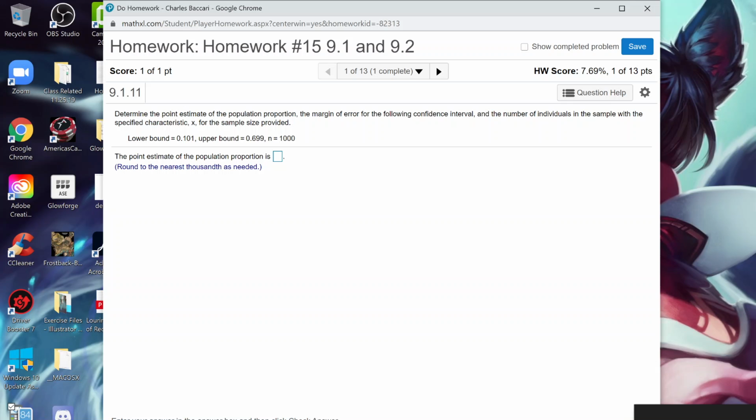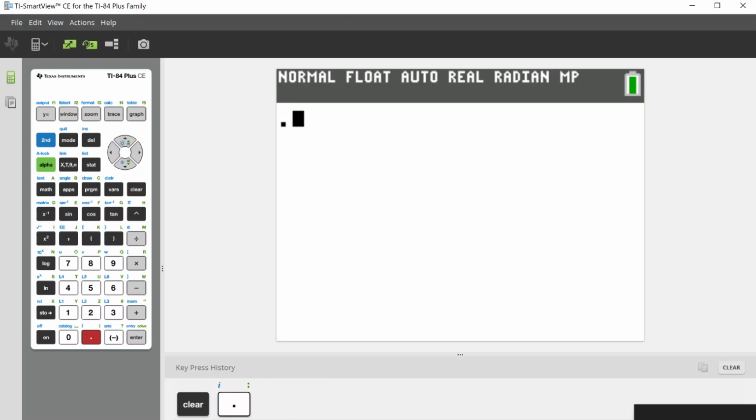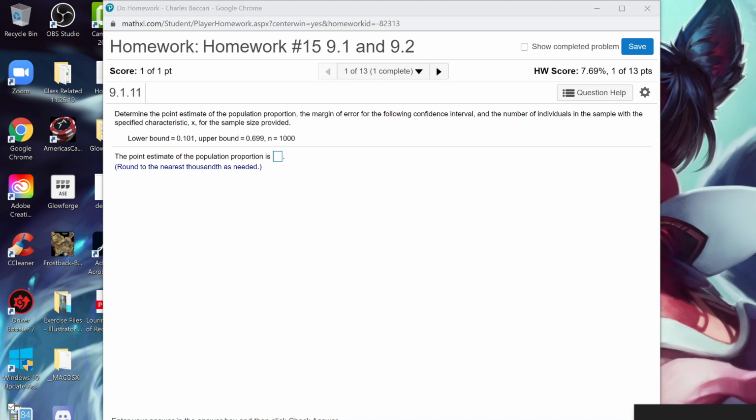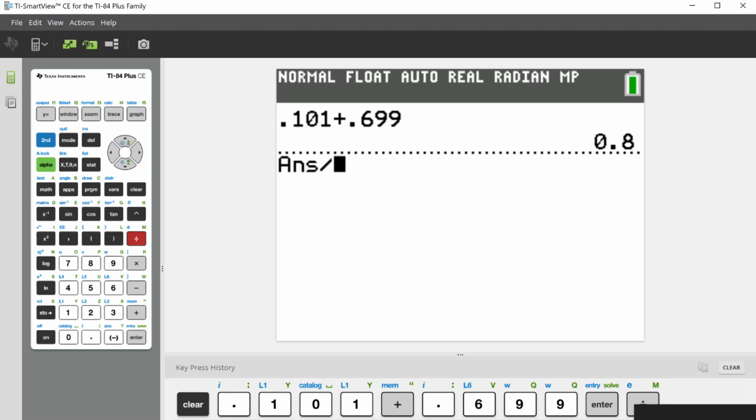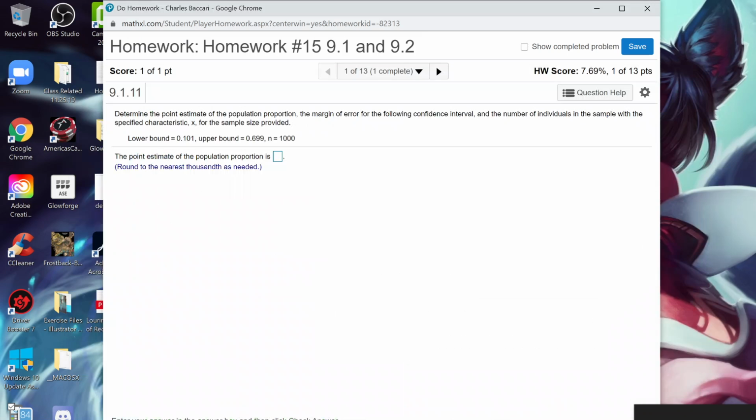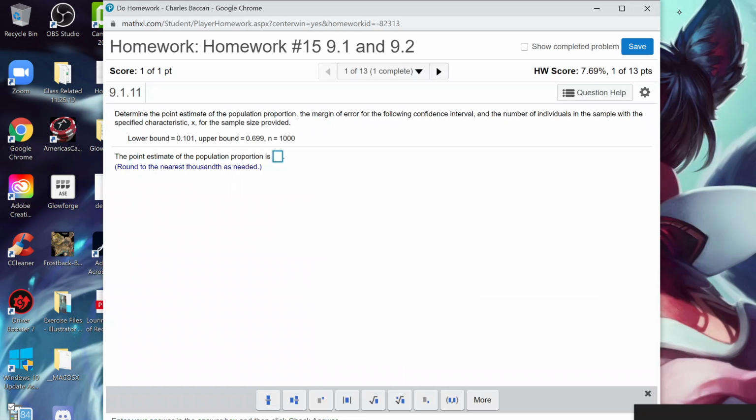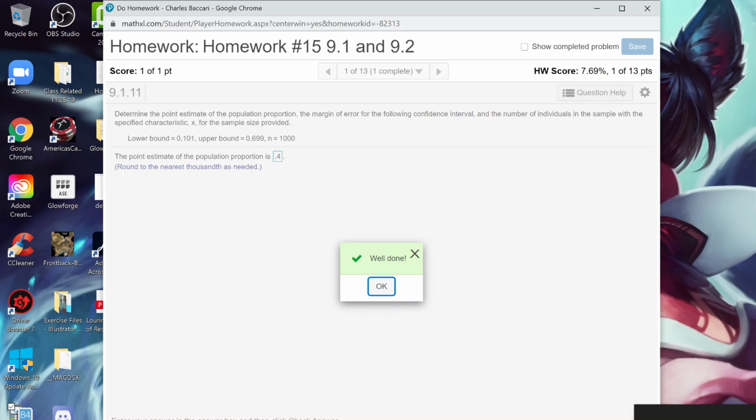So what happens in this case is you're going to take the values they've given you, 0.101, add that to 0.699, and then divide that by 2. And we get 0.4. So our answer here should be 0.4. So I'm going to go ahead and hook my keyboard back up. And we're going to put 0.4 here, and we're going to check it, and it's going to be good. Okay, so that's taken care of.